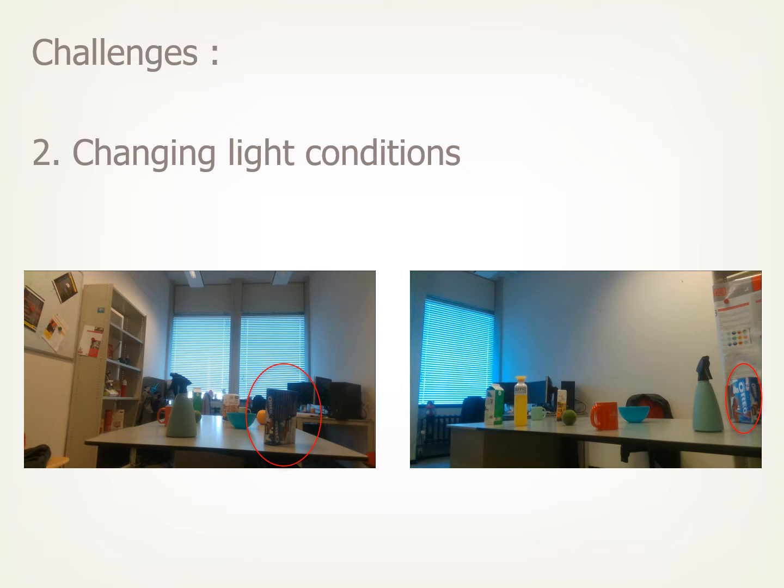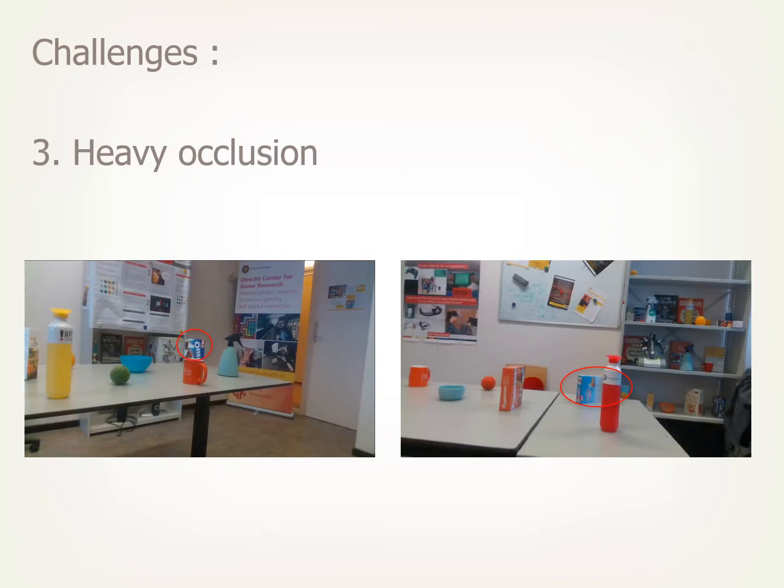Secondly, changing light conditions as shown in these figures may lead to the failure of the pose estimation. This is because in such conditions, it's hard to extract reliable features. Without enough features, it's hard to estimate the object pose. Lastly, pose estimation methods have poor performance for objects with heavy occlusion, as shown in these figures.